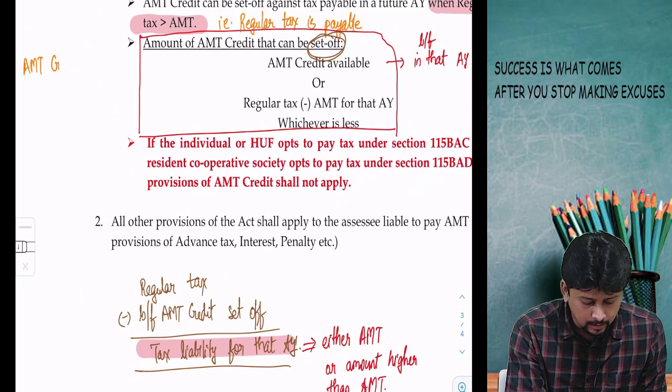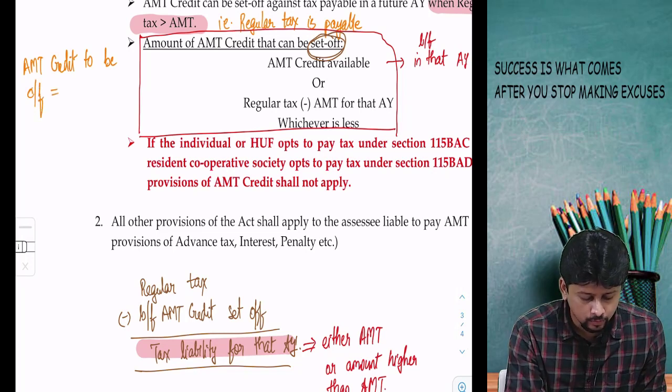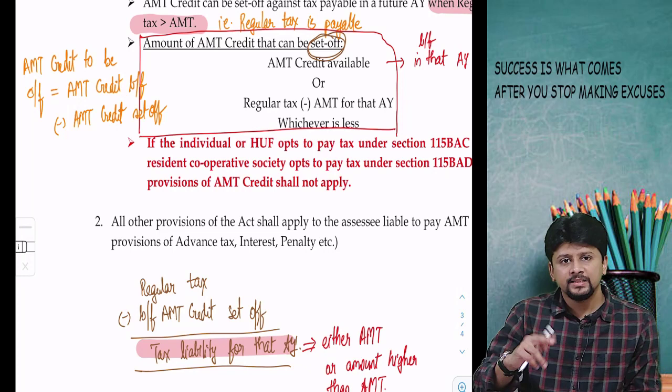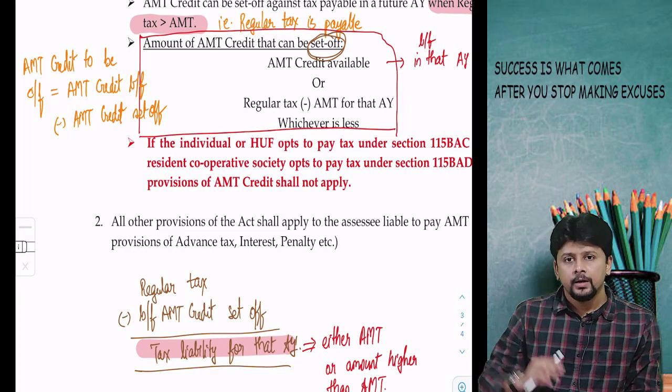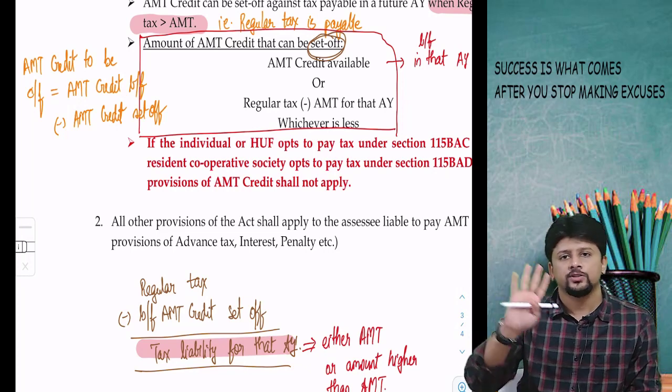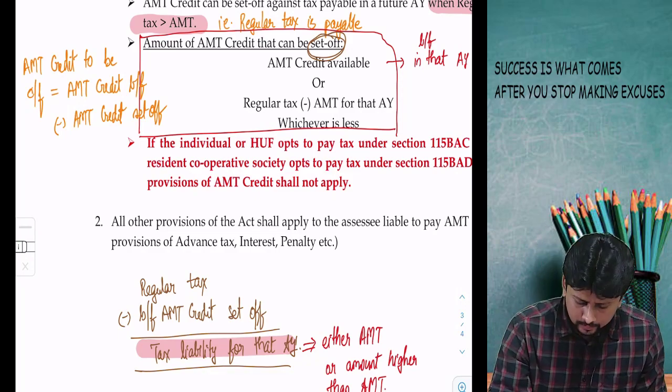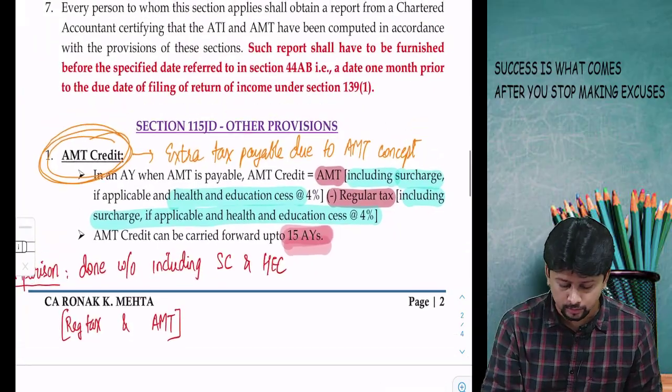AMT credit to be carried forward is going to be the AMT credit brought forward minus the AMT credit which is set off. Balance AMT credit will be carried forward. It will be carried forward maximum for a span of 15 years. Now, last provision, a sensible amendment introduced.